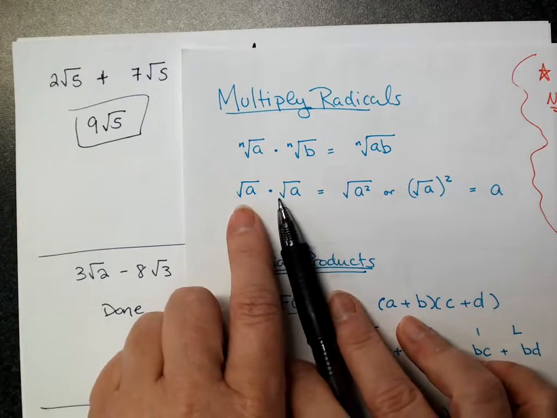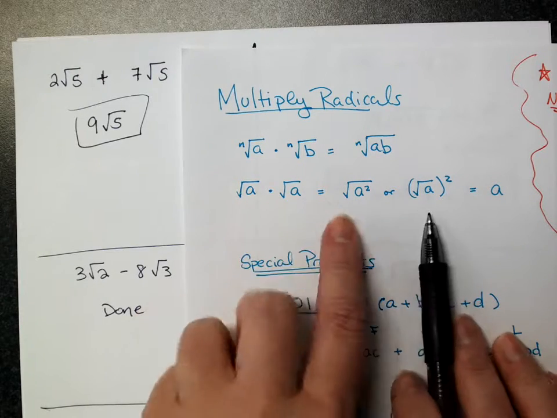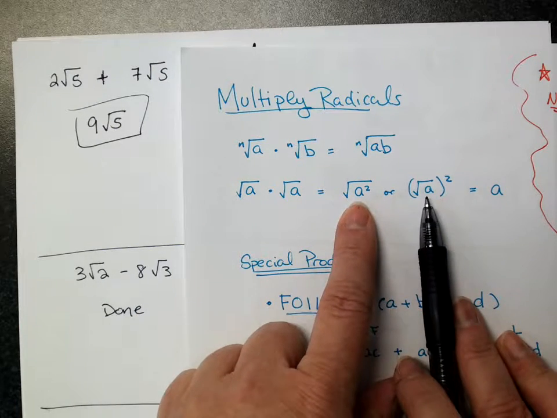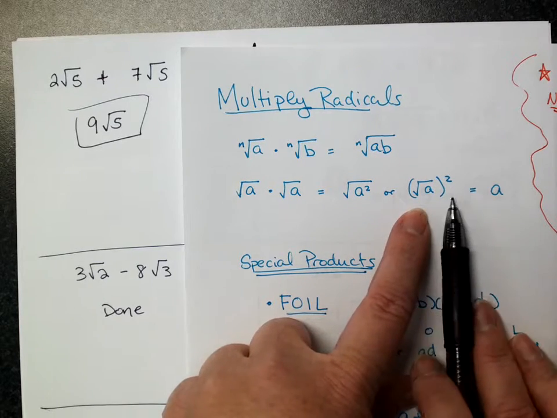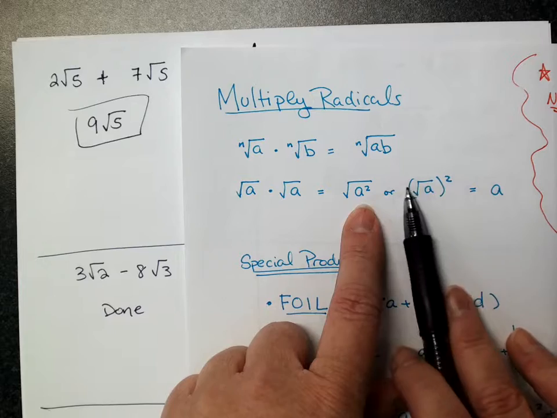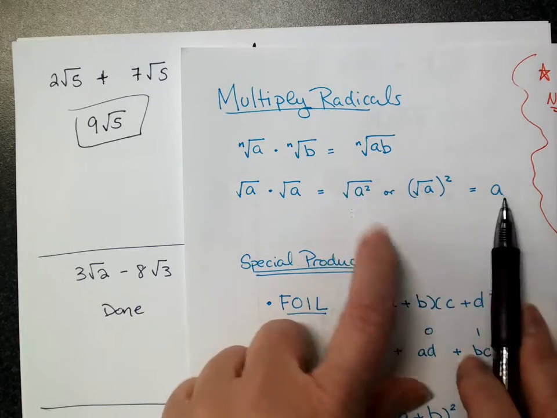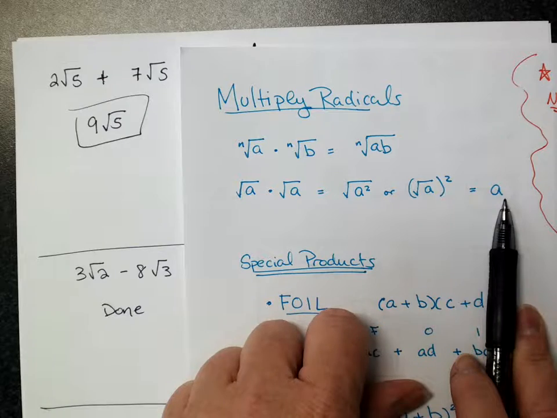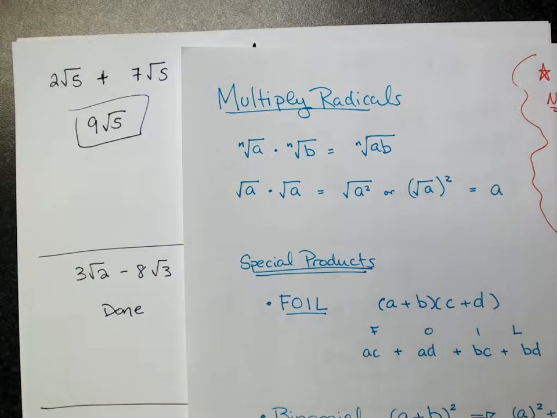Okay? So if you've got a square root of something times itself, that can be written as one of these 2 ways, the square root of a squared or the square root of a, squared. Either way, the square and the index cancel each other out, kill the radical, and release the radicand. Okay. 2 very important rules moving forward with all the multiplication and simplification we're about to do.